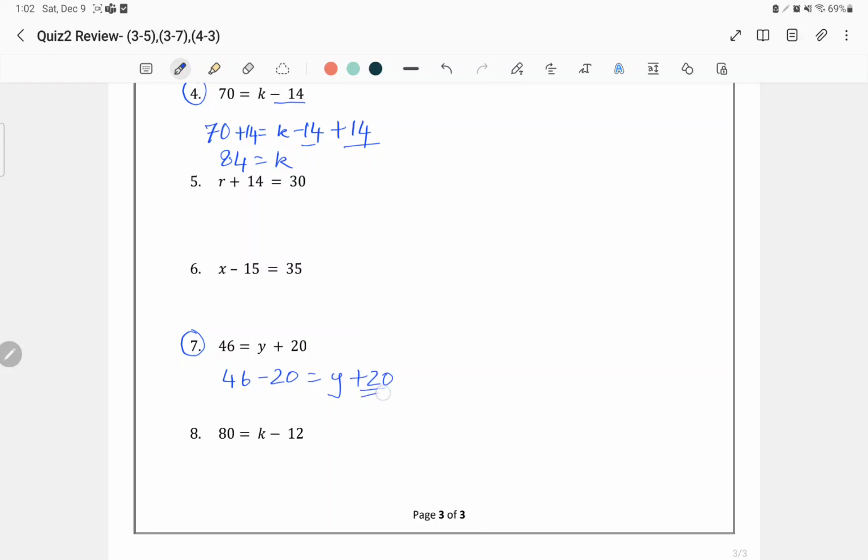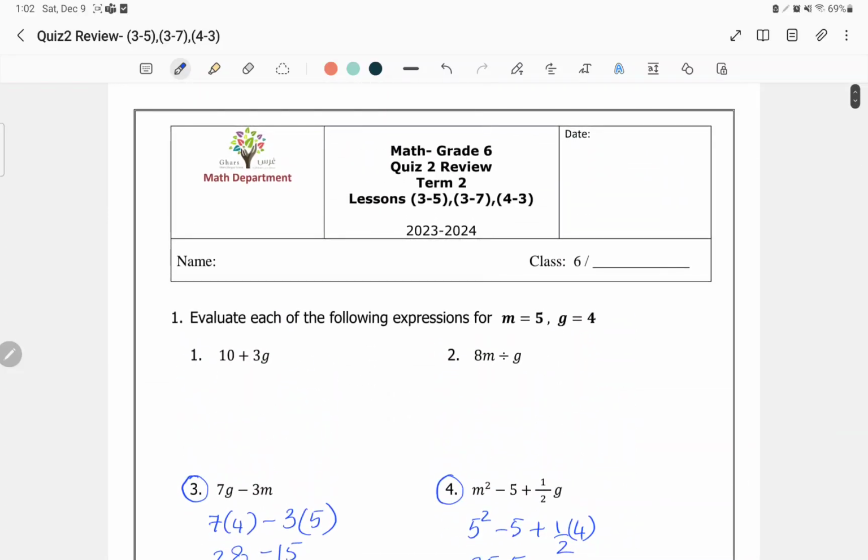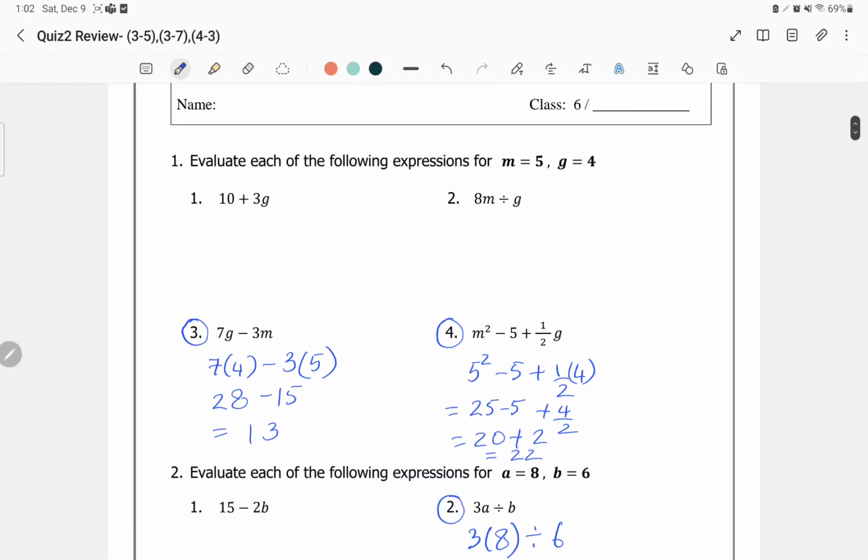In the same way, here I have 46 minus 20 equals y plus 20. I need to get rid of this plus 20, so I make it a minus 20 here. Because I did minus 20 here, I did the same minus 20 here. 46 minus 20 is 26 equals y. That's your answer. Now I'll quickly try to solve the other answers as well, so you have the complete answer sheet explained by me, and I won't have to take the revision class.